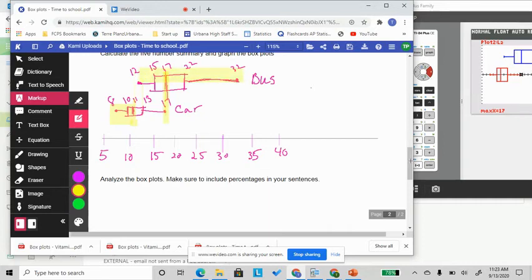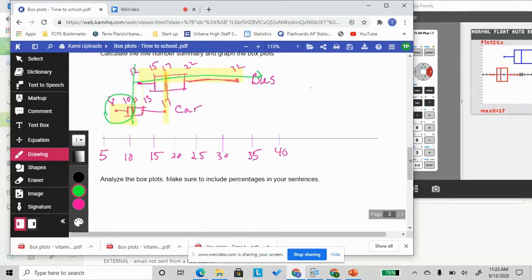of bus riders took more. Let me mark that. Let me change it to a green here. Do you see this right here? So 50% of car riders took 11 minutes or less, and 100% of the bus riders took 12 minutes or more. So that's just further proof that the car riders took a lot less time than the bus riders.